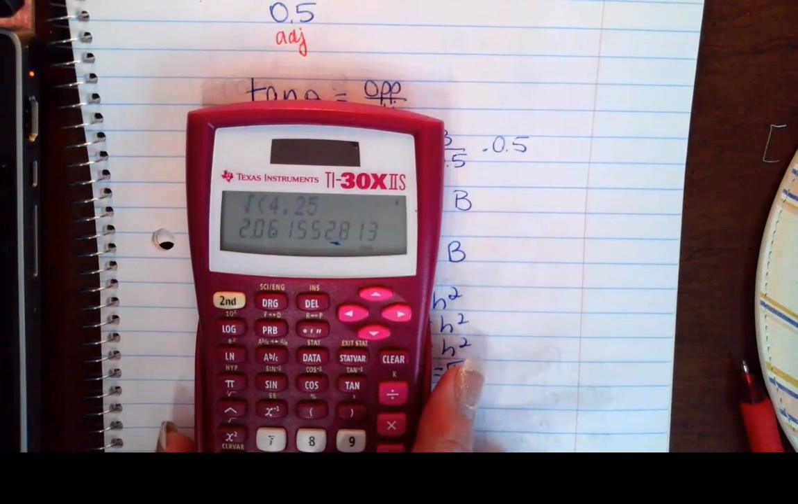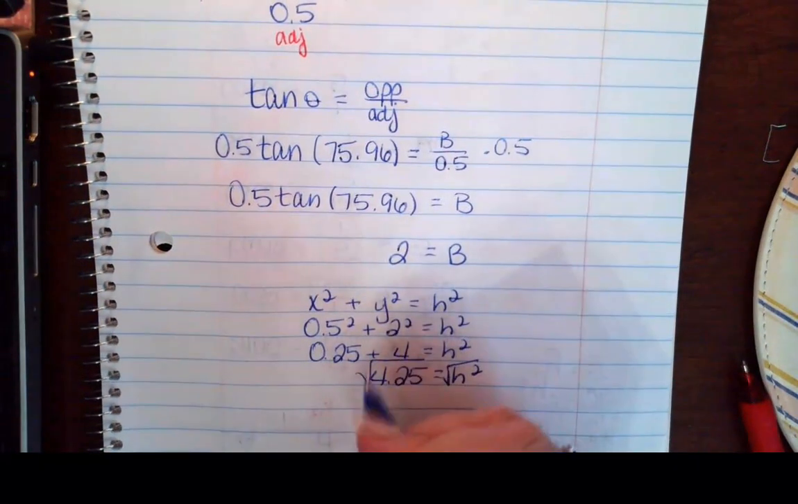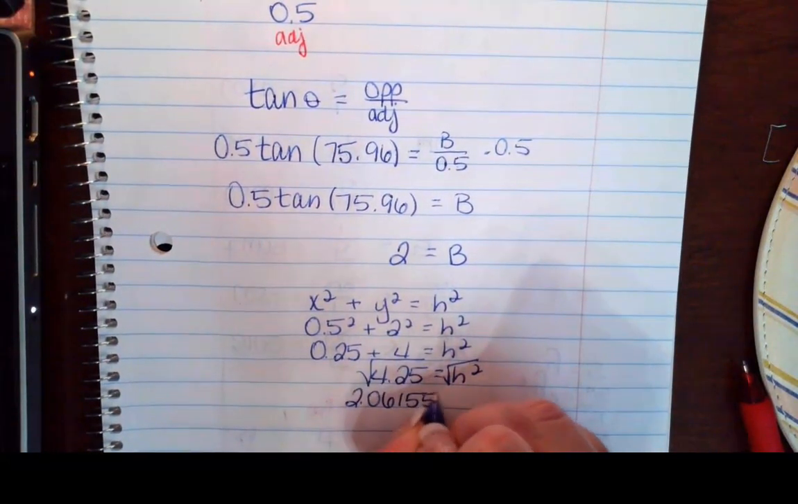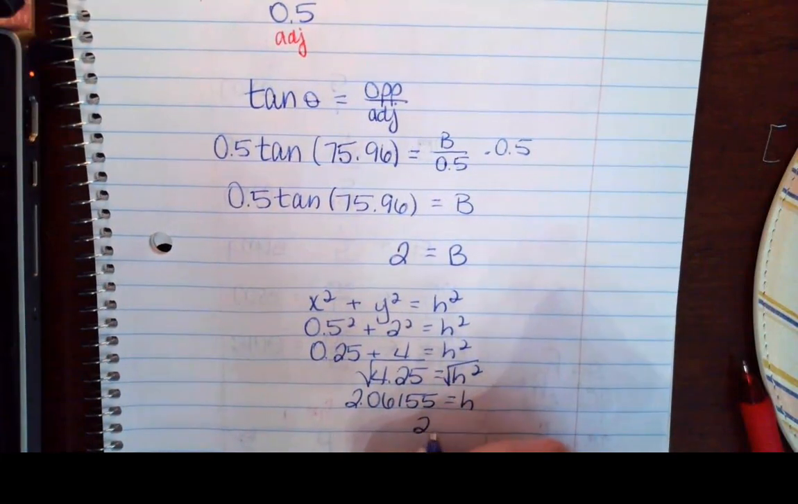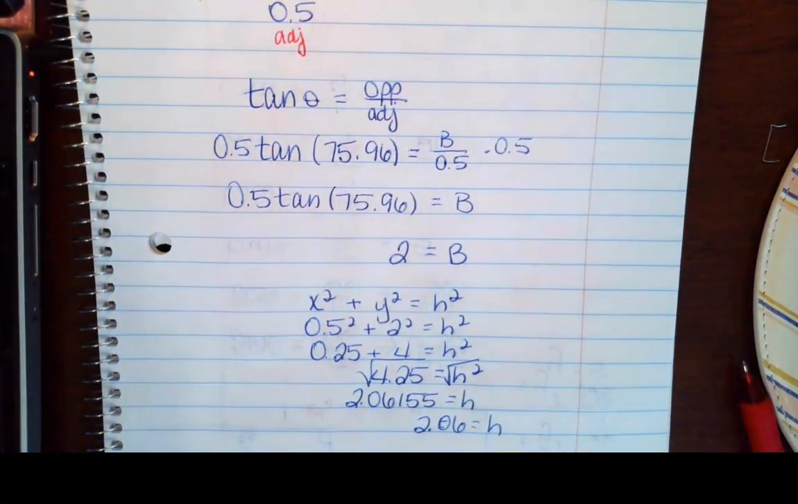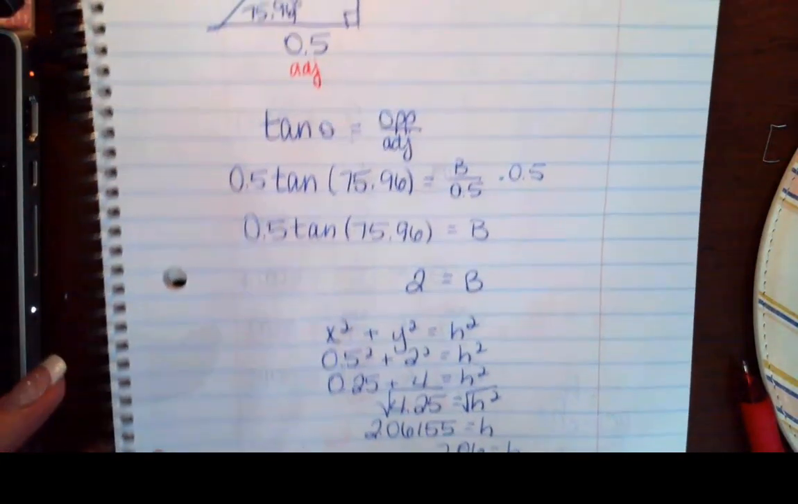I get 2.06155. So my hypotenuse is 2.06, because it can't be the same as the other side. Okay, so let's try another one similar to that.